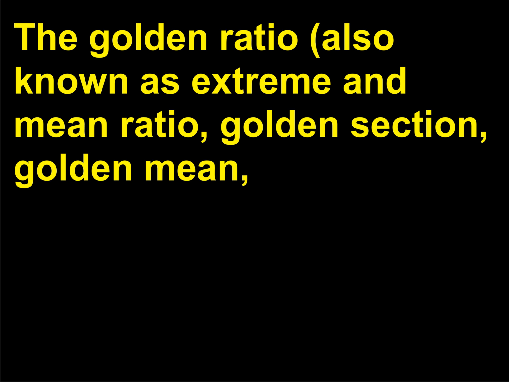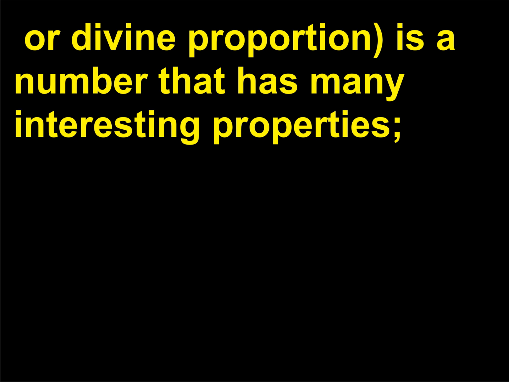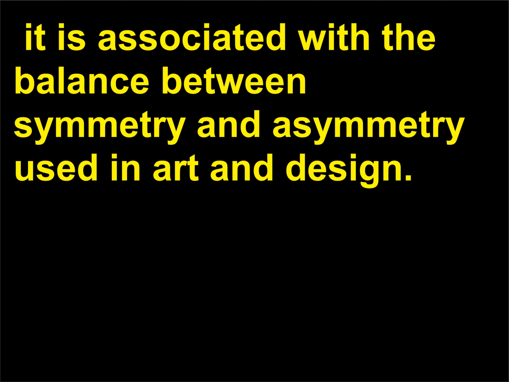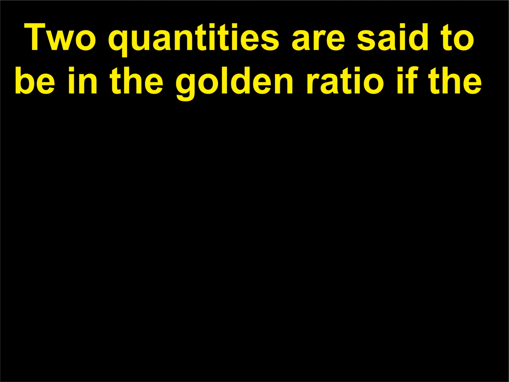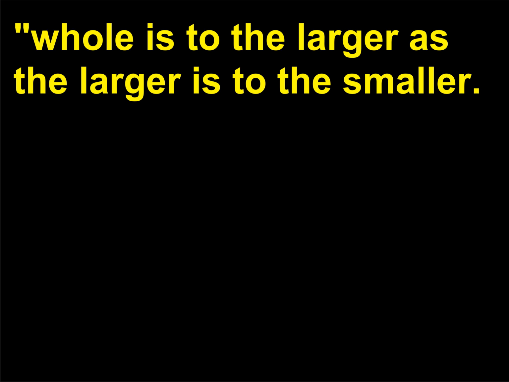The golden ratio, also known as extreme and mean ratio, golden section, golden mean, or divine proportion, is a number that has many interesting properties. It is associated with the balance between symmetry and asymmetry used in art and design. Two quantities are said to be in the golden ratio if the whole is to the larger as the larger is to the smaller.